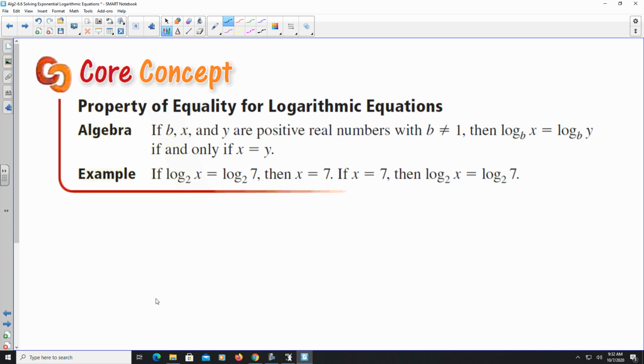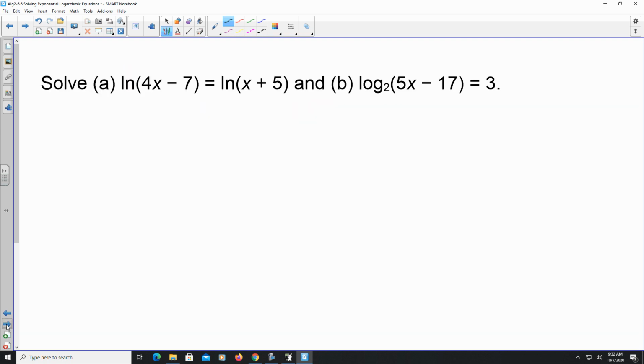Here, same thing. When it comes to logarithmic equations, as long as you have same base logs, you can then just set these two values equal to each other and then solve. Okay. So like in example A right here, I have natural log of 4x minus 7 is equal to the natural log of x plus 5. Since they're both natural logs, I can actually just get rid of the natural logs and say, oh, this is just going to be 4x minus 7 is equal to x plus 5.